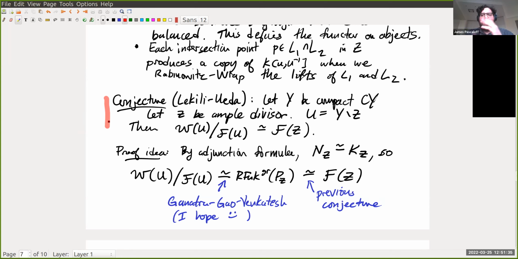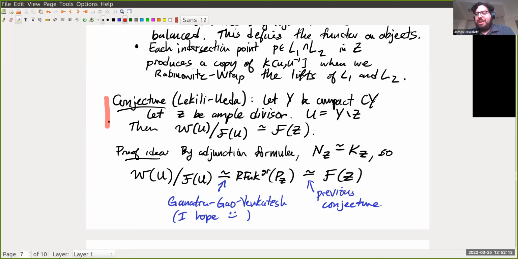So if the story I just said is at all right, there is an approach to this conjecture via that, which is, well, you have a divisor in a Calabi-Yau, so you use the adjunction formula. The normal bundle of that divisor is isomorphic to its canonical bundle. And then I would argue that the wrapped Fukaya category of U modulo the compact Fukaya category of U is going to be this Rabinowitz Fukaya category associated to the punctured normal bundle of the divisor that you removed. But that punctured normal bundle is the punctured canonical bundle.